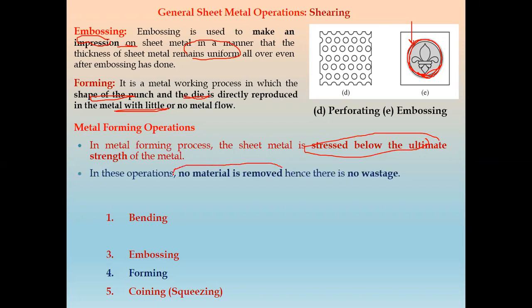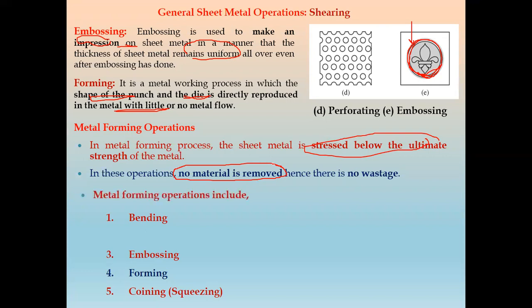If you see, till now we have seen different operations like blanking, punching, piercing, parting, slitting, perforating, embossing. In all these operations there is removal of material, and because of the removal, the remaining part will be a scrap part or wastage part. But in sheet metal forming, no material is removed, and hence there will be no wastage or scrap.